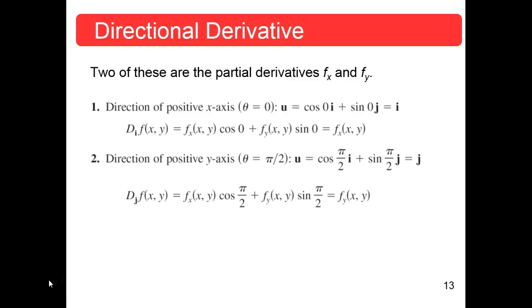And same thing for the y-axis, where theta will now be pi halves. So now you're going this way, no direction in x. Now the cosine of pi halves is 0, sine of pi halves is 1. So this is just going to be your j vector. Of course, the unit vector in that direction is the j vector. That's unit length. So the directional derivative of that function is going to be, this part is 0, and this will just be f sub y, the partial of f with respect to y.